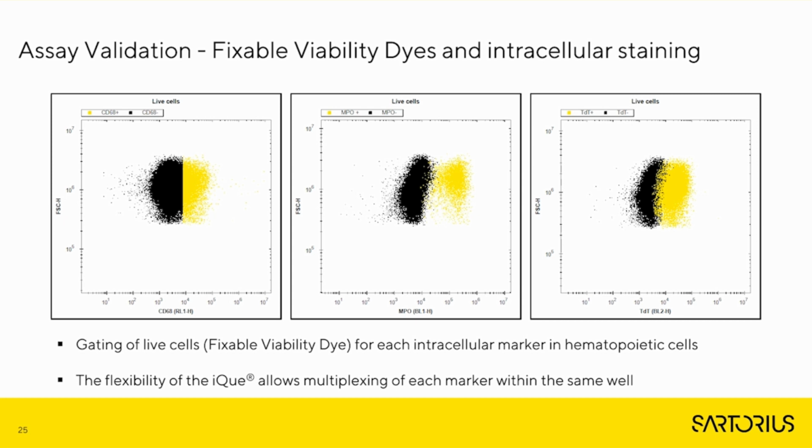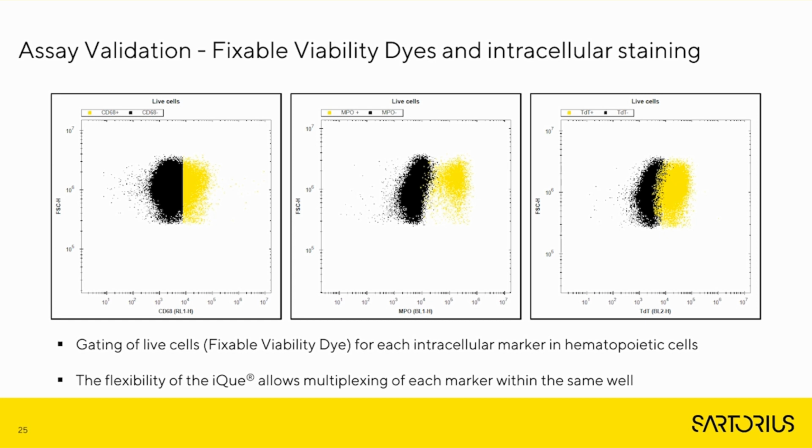It has a very large number of channels, so we're able to multiplex each of these markers within the same well, in addition to the fixable viability dyes. So we're able to use different fluorophores for each of the antibodies we're using to detect these markers, and we're able to multiplex all of those within the same well.